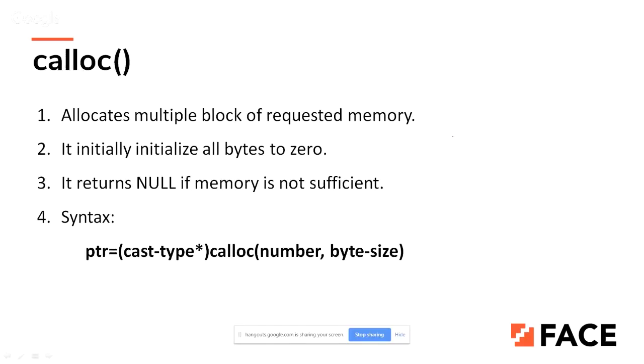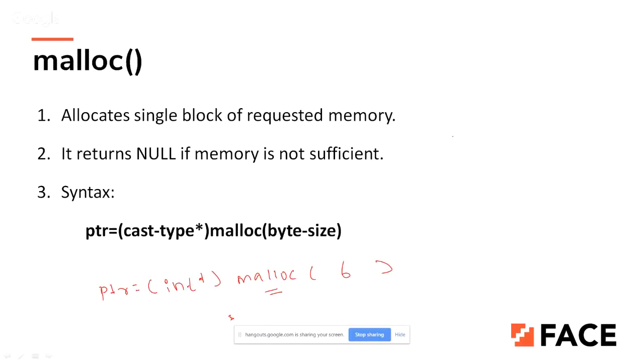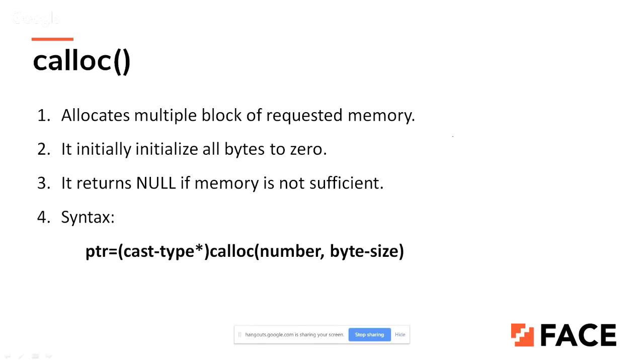See the difference. The syntax for malloc is ptr = (cast type *) malloc(byte size). So here the 6 bytes of memory will be allocated as a single block. When I go for calloc, it will be allocated as a number of blocks. So here, number comma byte size. The same 6 bytes will be allocated as 3 comma 2. So 3 blocks of memory will be allocated where each block will have 2 bytes of memory. That is the difference between malloc and calloc.